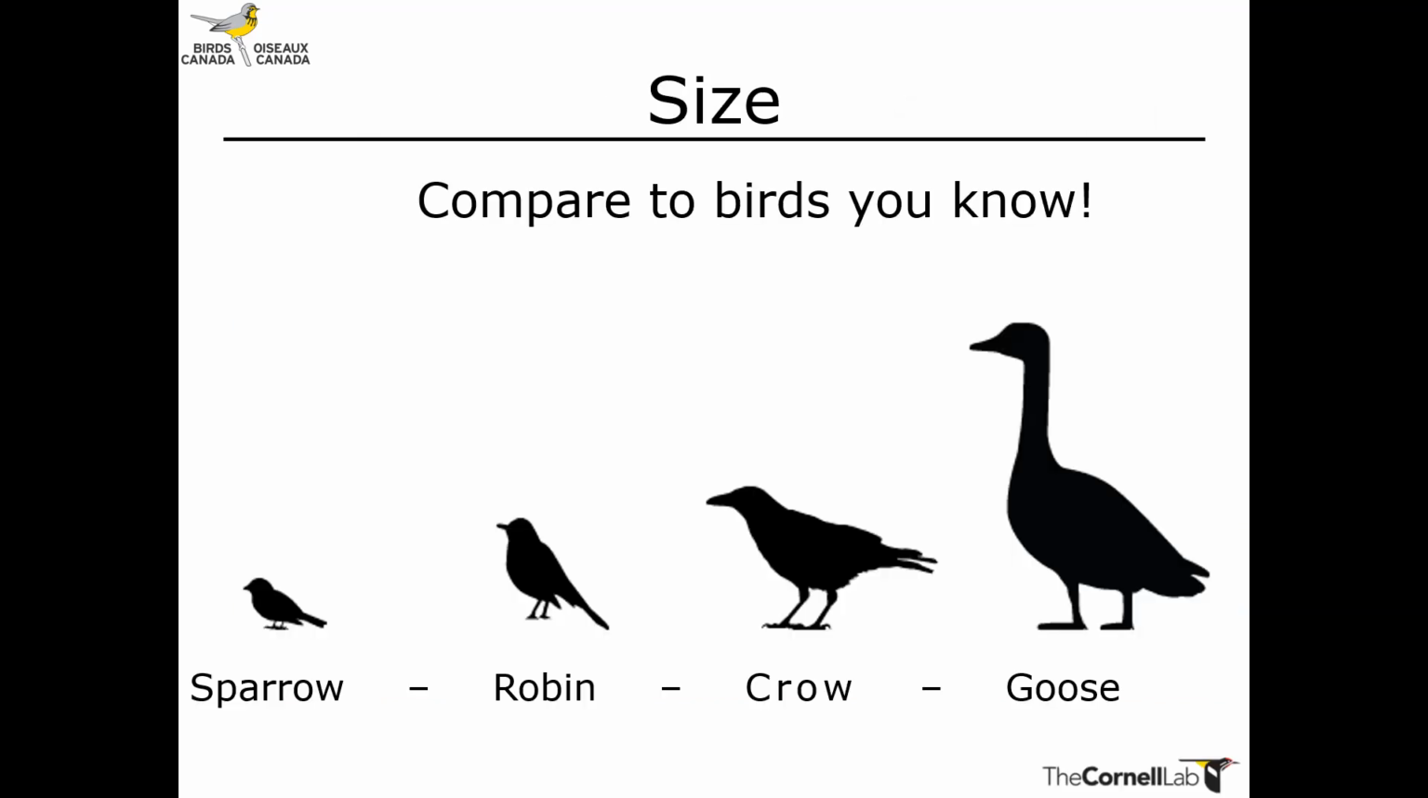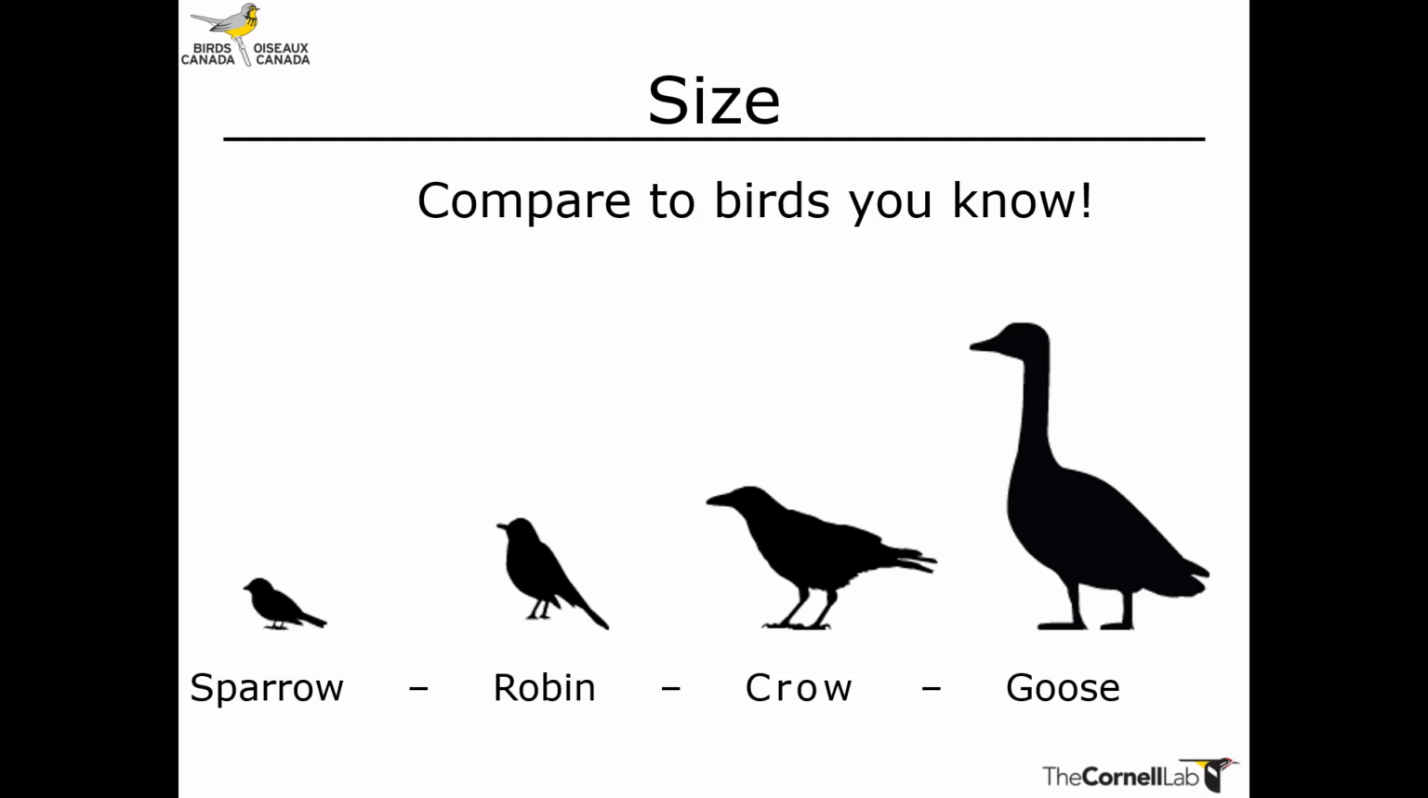Moving on to size, this is probably familiar to a lot of you at this point if you've ever used the Merlin Bird ID app from Cornell. It's a really useful way to think about bird size because your field guide is often going to have a measurement for how big this bird is, whether it's weight, whether it's total length, but there's a lot of small differences between those measurements sometimes.